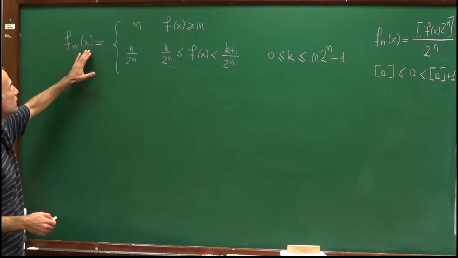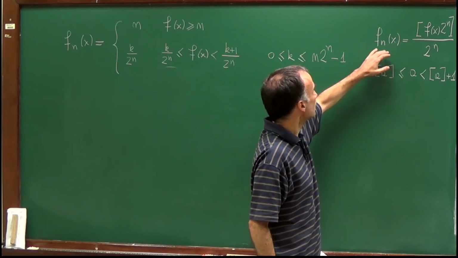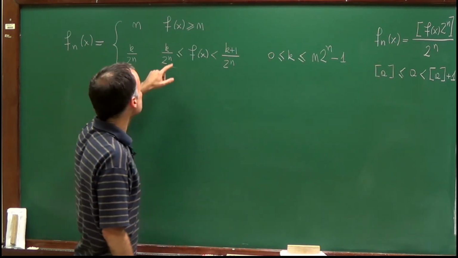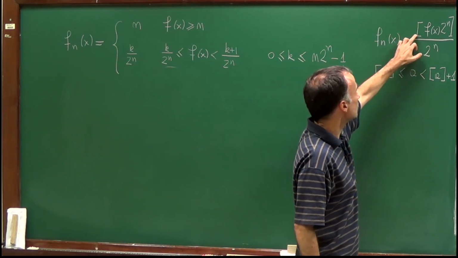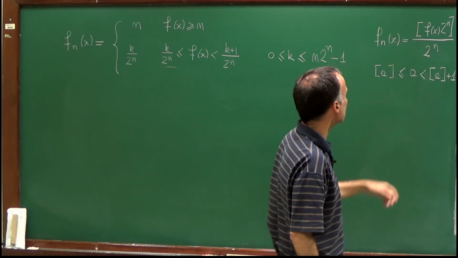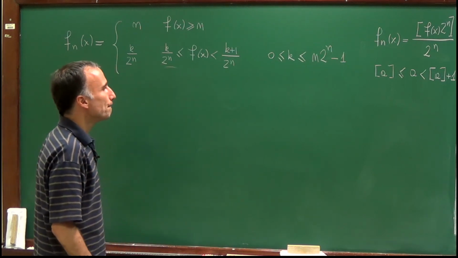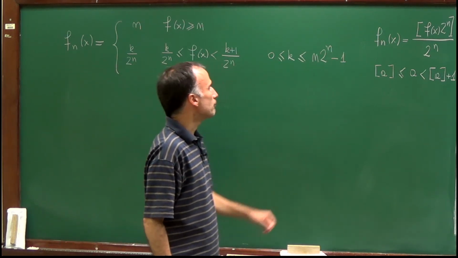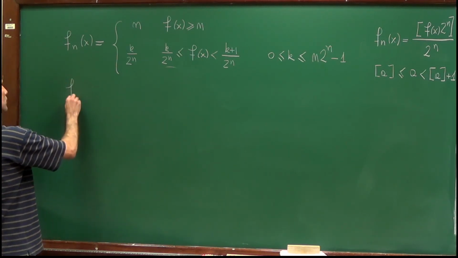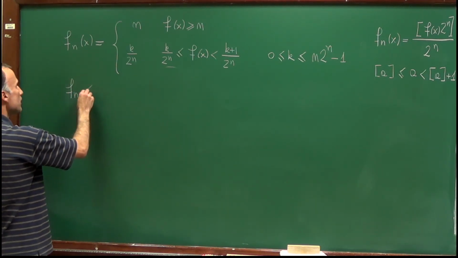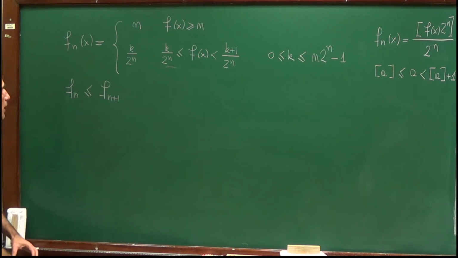So I just reported here the definition, which can be written in this way. If fn of x is smaller than n, then fn of x, we've seen, can be written as the integer part of this expression divided by 2^n. Here I wrote the properties of the integer part of a real number. And now what we want to show is that the sequence fn is monotone, which means that fn is less than or equal to fn plus 1.